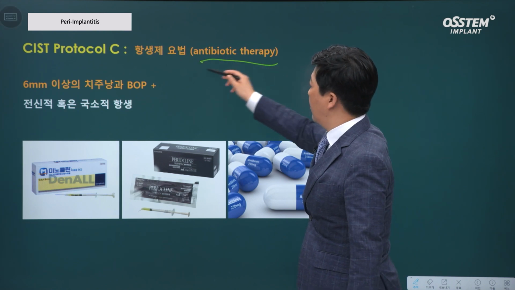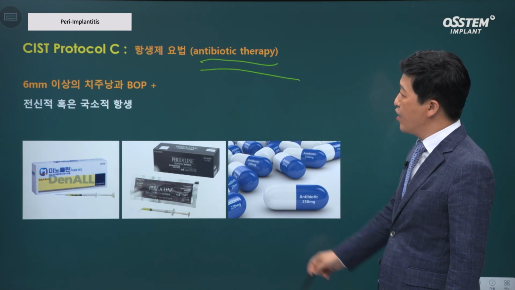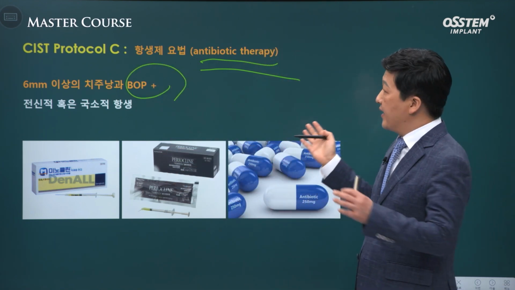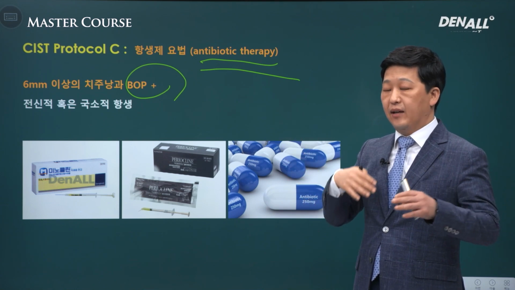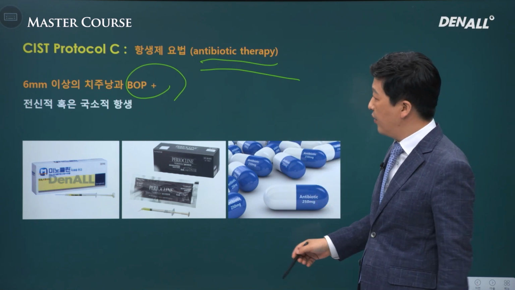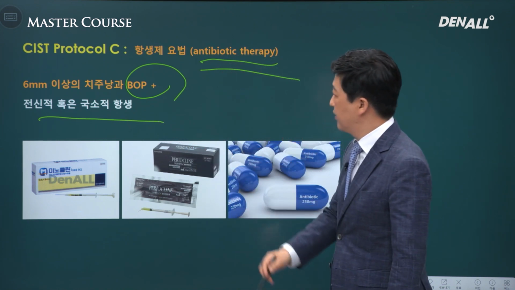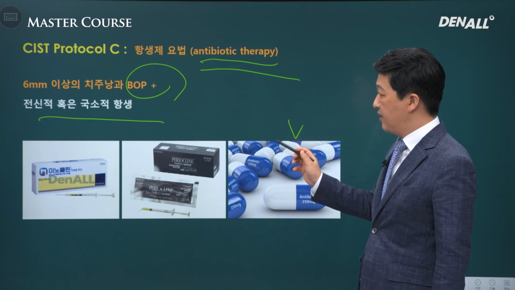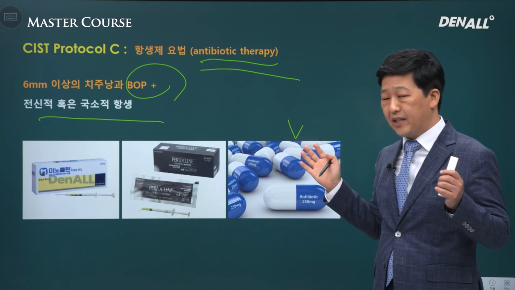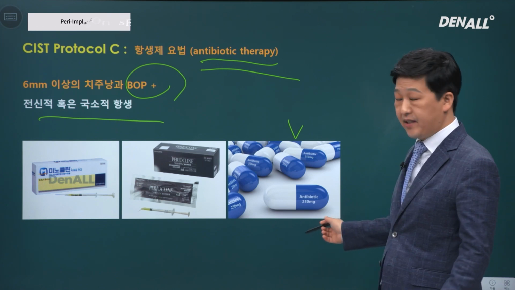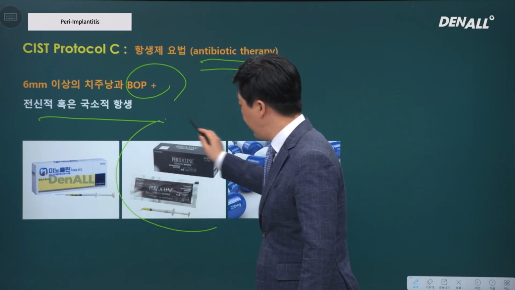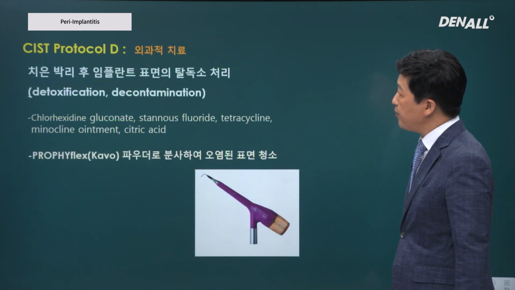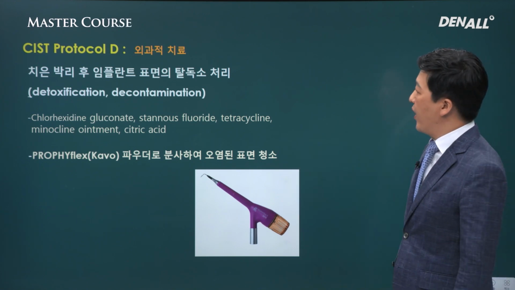Antibiotics are used to kill the bacteria. The probing depth is over 6 millimeters and there's bleeding upon probing. In general, A and B are also performed in combination. Systemic or local antibiotic therapy is used. Using systemic antibiotics long-term for fundamental treatment of peri-implantitis is not really recommended, so I use local antibiotics such as Periocline or Minocline more often. Last is protocol D.